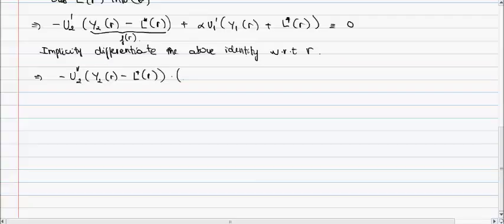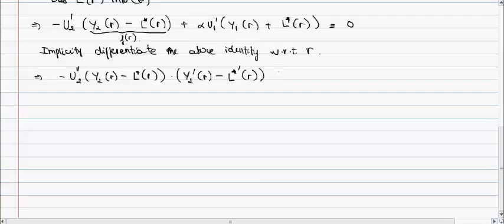Okay, times the differential of f with respect to r. So now if I differentiate everything inside the bracket with respect to r, I can see that y2 is a function of r. So if I differentiate that, it becomes y2 dash as a function of r, minus L star, which I know is a function of r, so when I differentiate it, it becomes L star dash as a function of r.